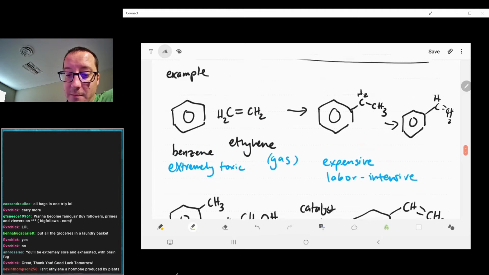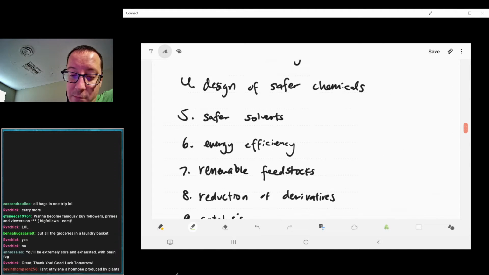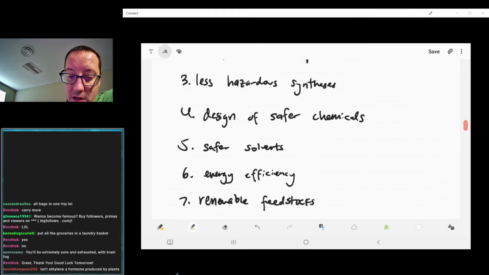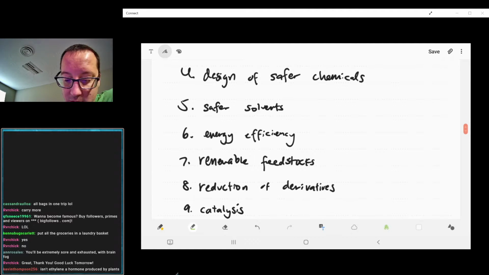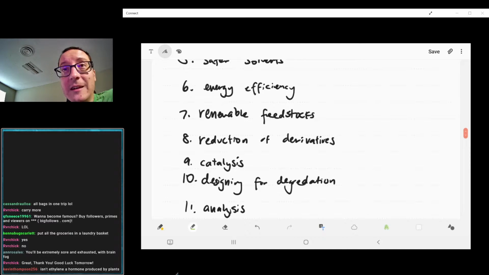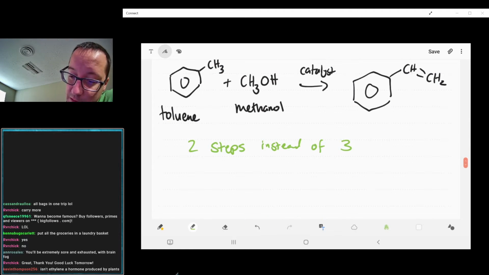And as we can imagine, the most obvious one would be point number 8 here, the reduction of derivatives. So we don't want to have a lot of intermediates. We want to streamline stuff as much as possible. So this deals with principle number 8. So we're reducing our intermediates here.